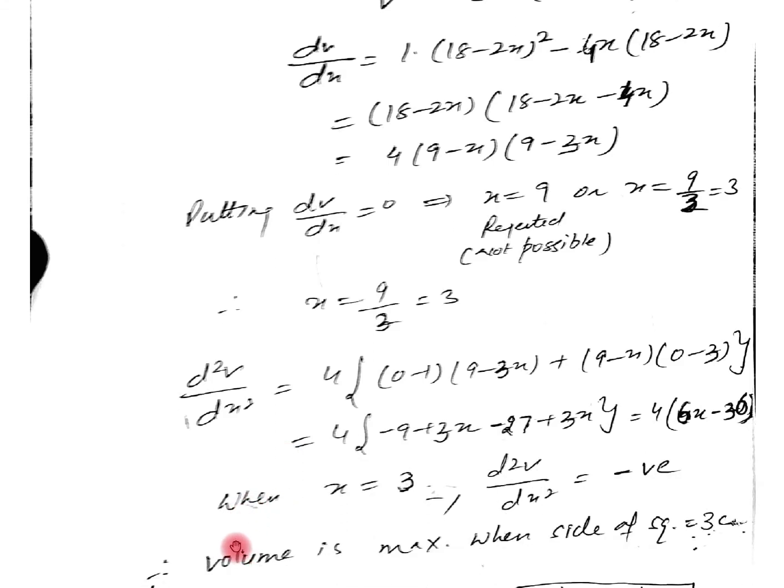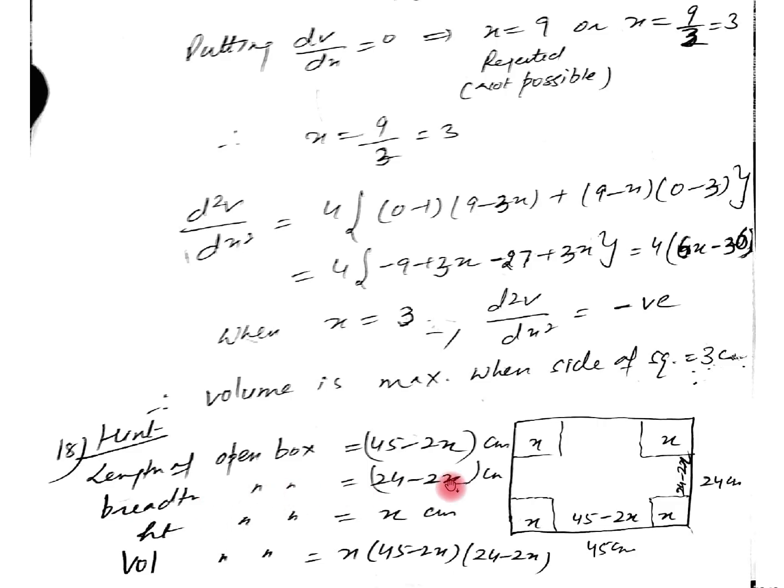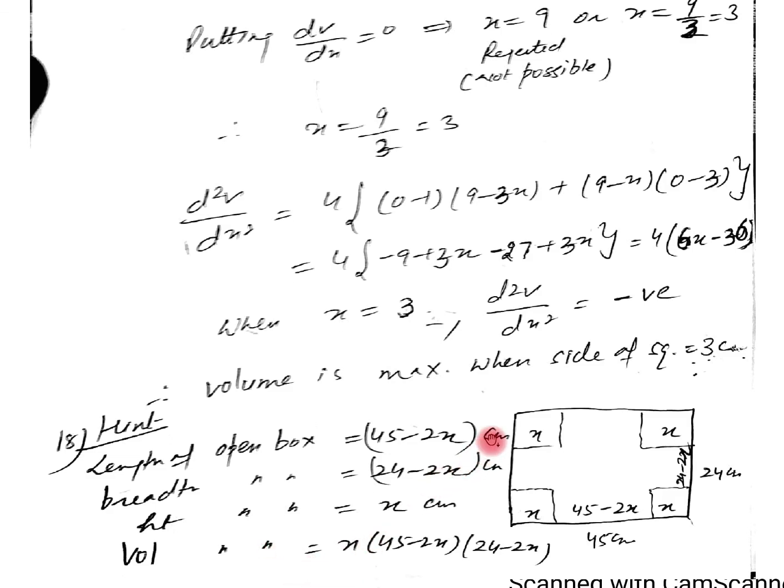Now the next question is a similar question, only instead of a square sheet we are given a rectangular sheet. You can go through question number 18 from this very exercise. The only difference between these two questions is here. In this question we are given a rectangular sheet of 45 by 24. The remaining statement is the same.